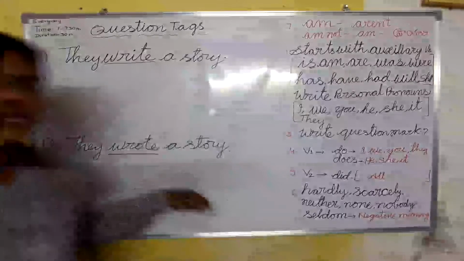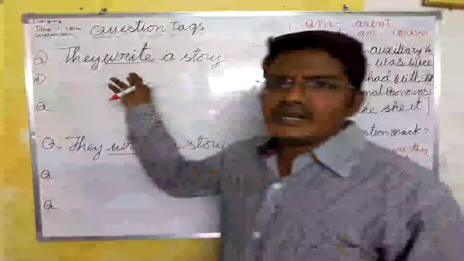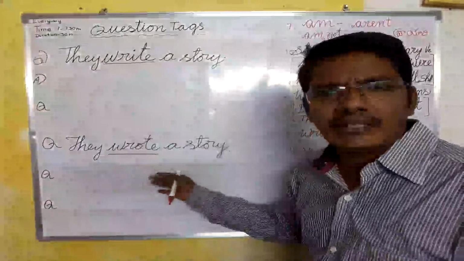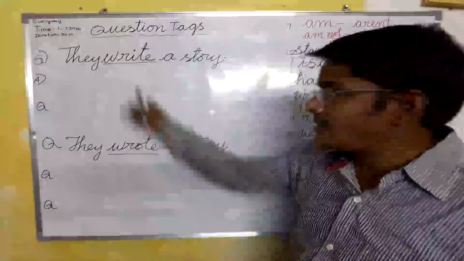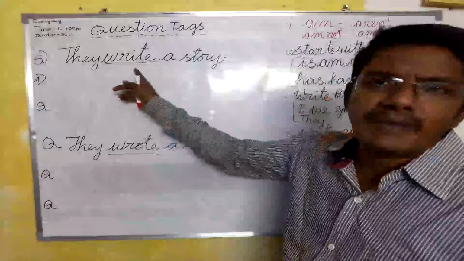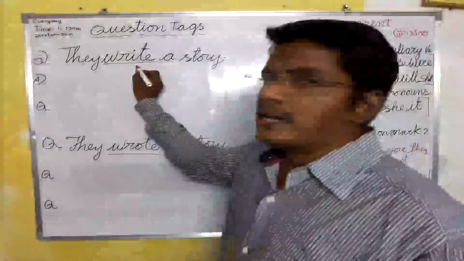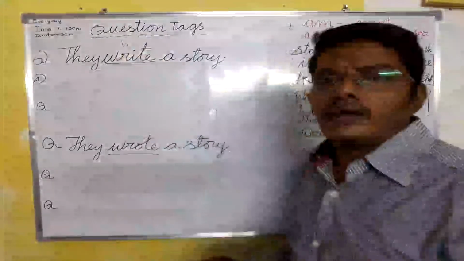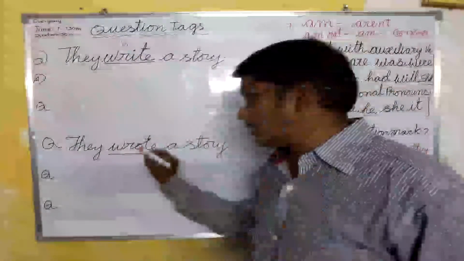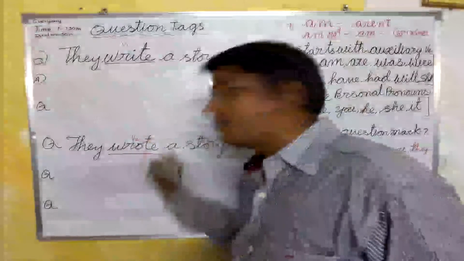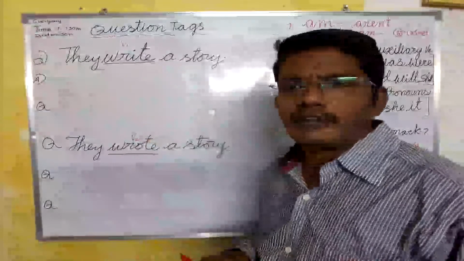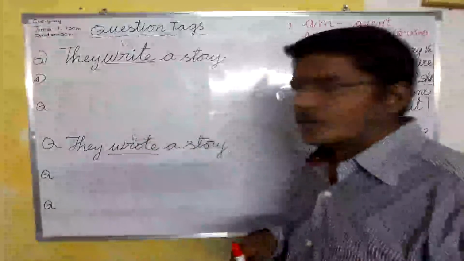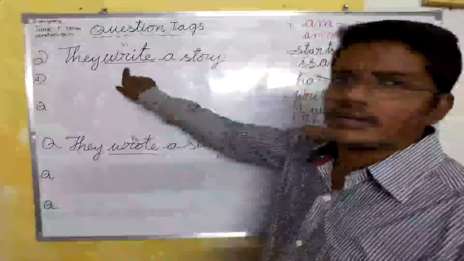How can you say that this sentence is in present tense or past tense? You can say with the help of the main verb. Here, write is verb 1. Wrote is verb 2. Are you able to follow? In the last 5 minutes I am going to conclude this class today. Okay. So, write, verb 1.